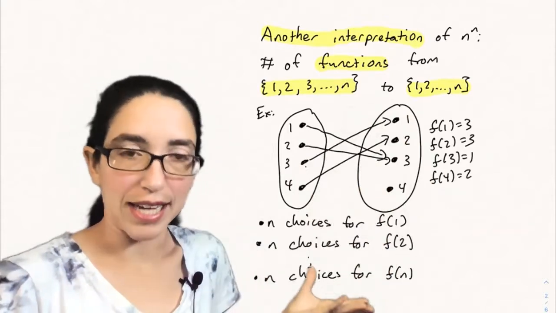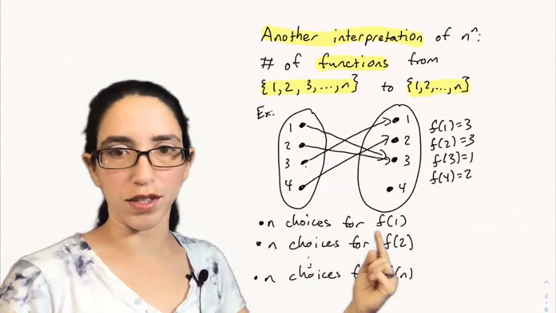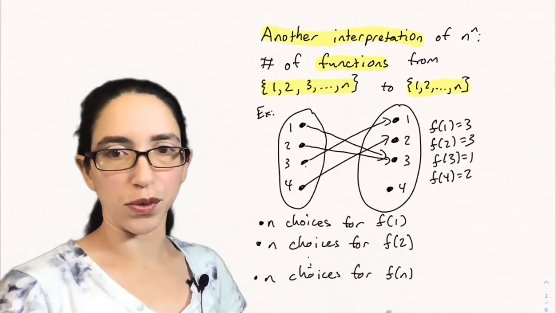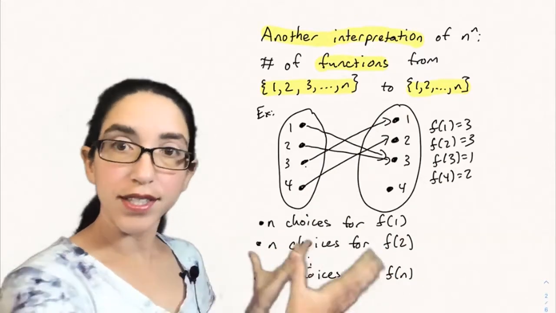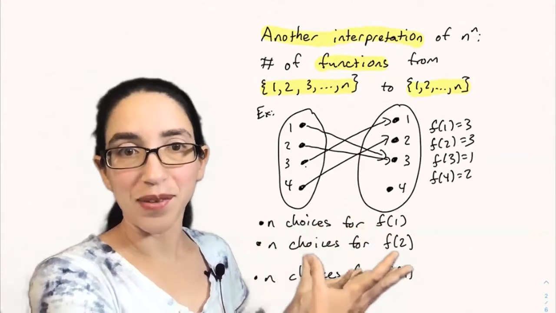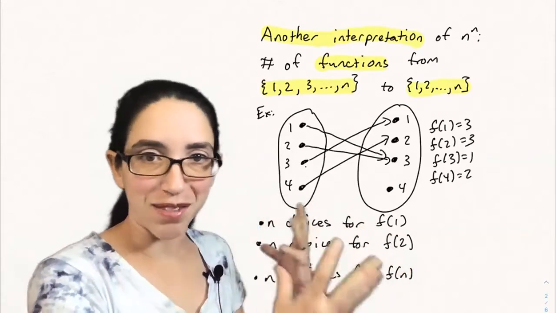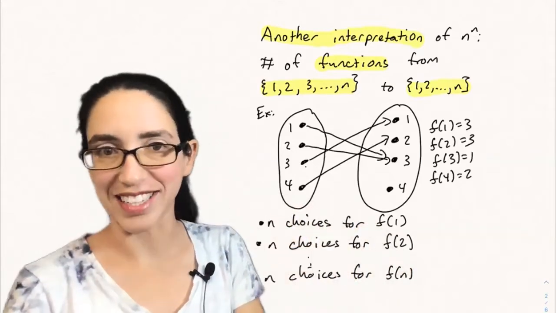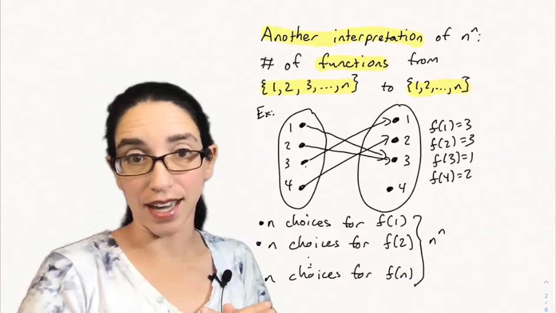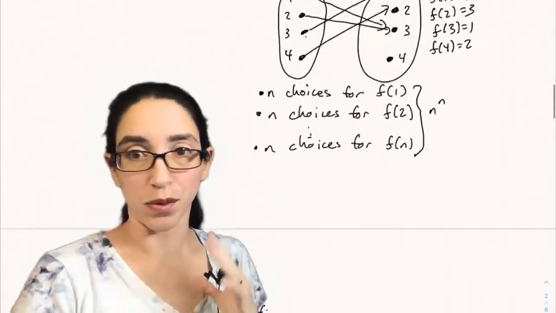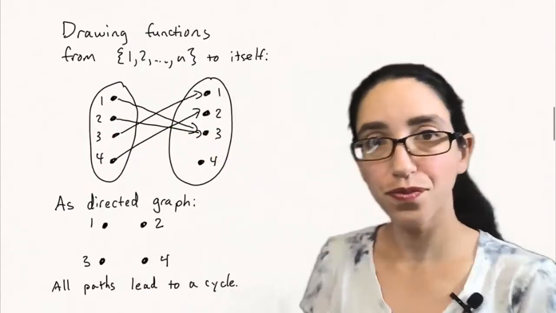In general, we would get n to the nth power because there's n choices for each of f of 1, f of 2, up to f of n. So this is something that's counted by n to the n. And now we just need to match these functions up with these doubly rooted trees to show that there's also n to the n doubly rooted trees, one for each of these functions.